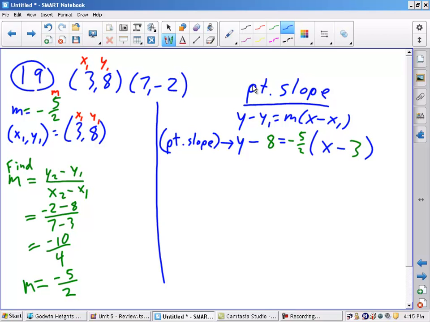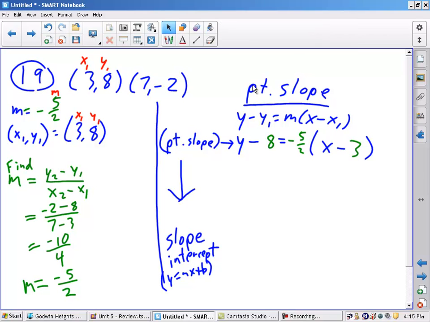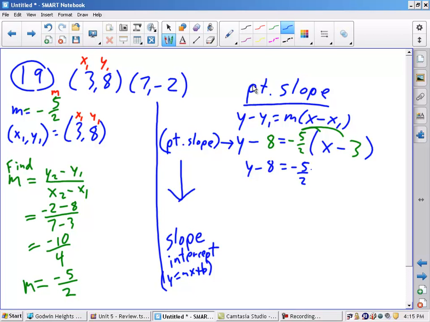Now I need to get it in slope intercept form. So I want to get it down to slope intercept, which is y equals mx plus b. You want to get y by itself. Okay? So I need to do a couple steps. The first step is to distribute, and I get y minus 8 equals -5/2 times x is -5/2 x, and -5/2 times -3 is +7.5, or I'm going to use +7.5. And then my last step is simply to add 8 to both sides to get this y by itself.